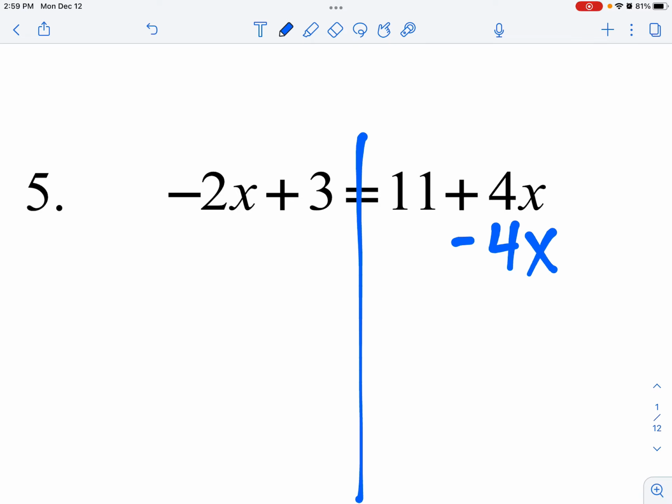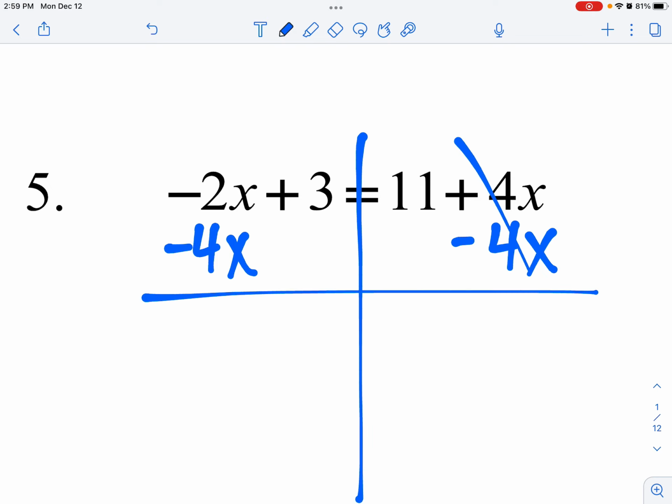sides. And I'm going to keep it lined up with the x terms because I know that I can't combine an x with a whole number. Those are not like, so I can't combine those. So I'm going to combine it with the x term. And whatever you do on one side of the equation, you have to do on the other side.